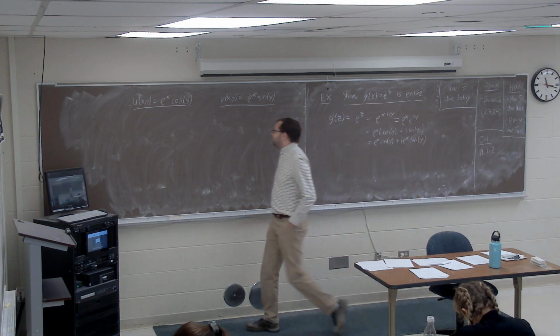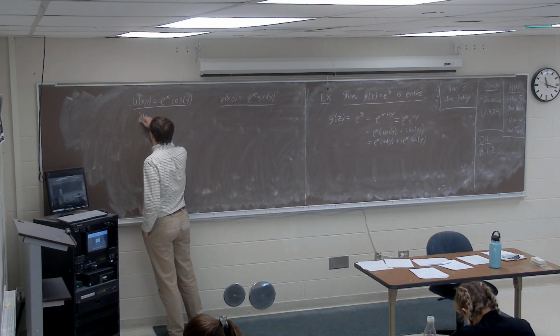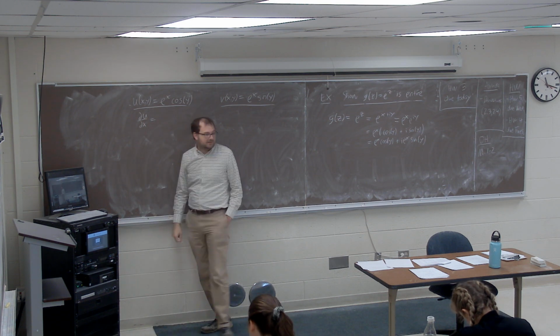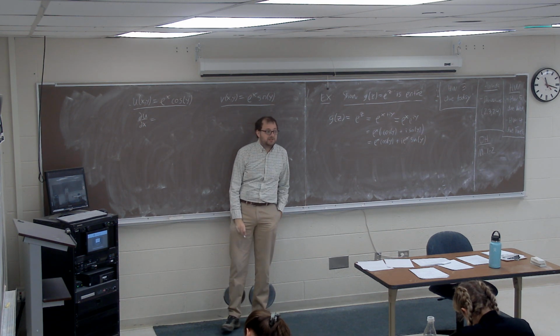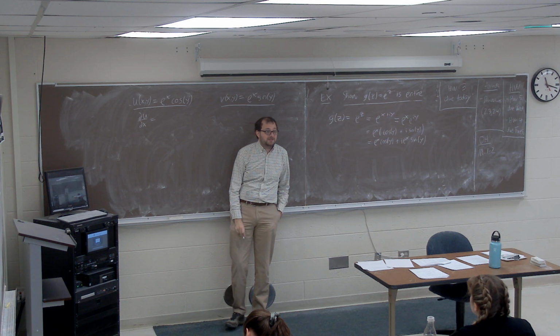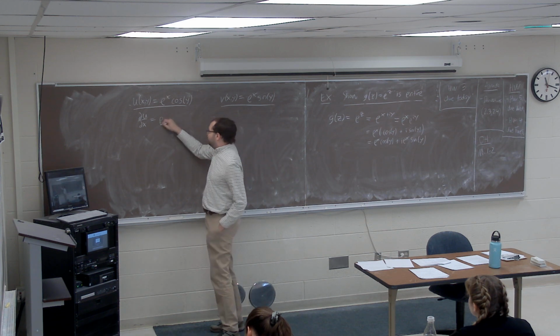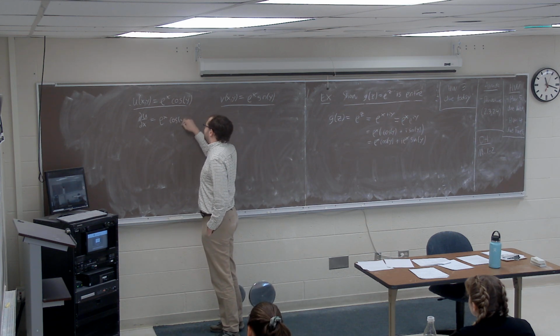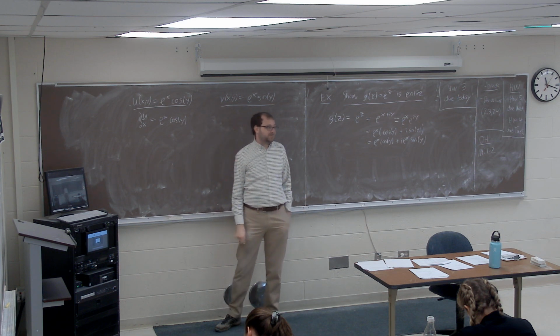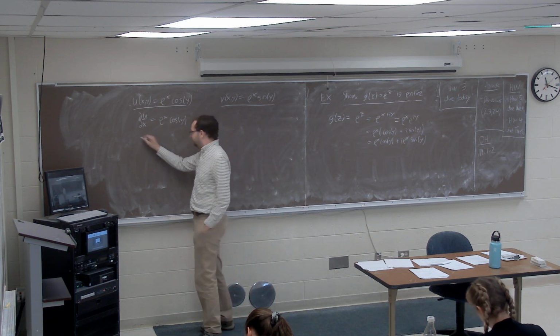All right, let's take our partials. Let's hope you remember how to differentiate trig functions. Katrine, what's del u del x going to be? e to the x cosine of y. That one's pretty easy. Cosine y is just a constant multiple. The derivative of e to the x with respect to x is e to the x.